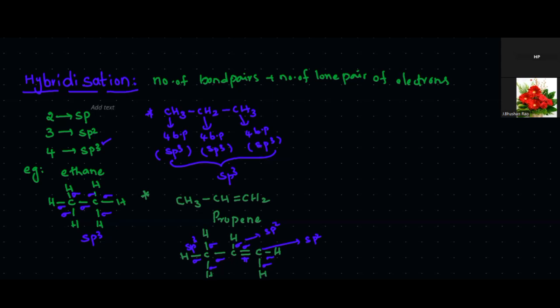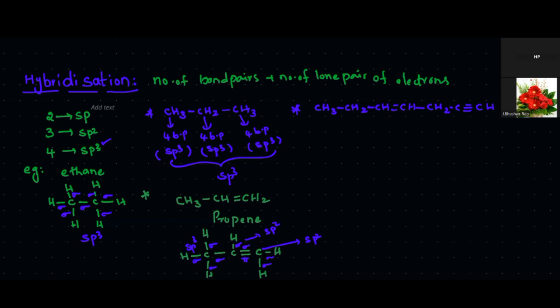Then another molecule we'll discuss: CH3, CH2, CH double bond CH, CH2, C triple bond CH. So like this, one molecule is given. So identify in this the number of carbon atoms. The number of carbon atoms is also more: 1, 2, 3, 4, 5, 6, 7 carbon atoms.